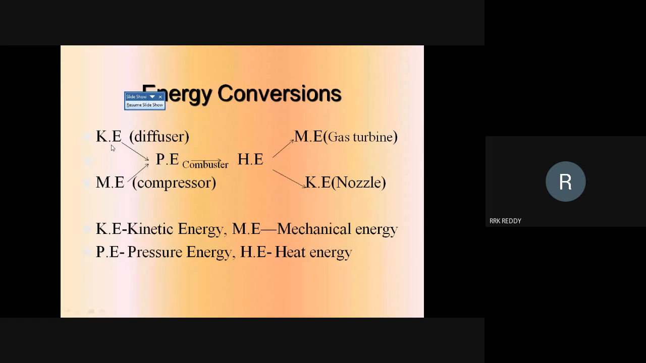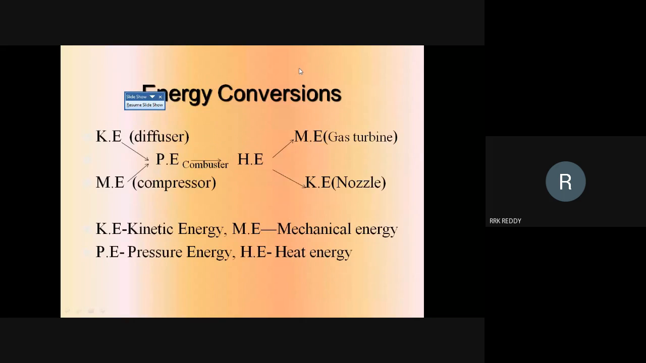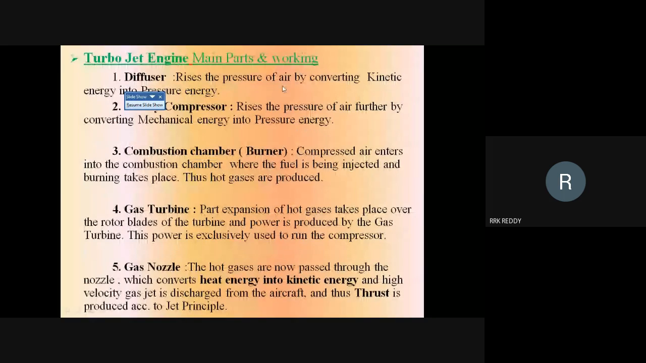Here the kinetic energy is converted into pressure energy with the help of a diffuser, and the mechanical energy is converted into pressure energy with the help of the compressor. This pressure energy is converted into heat energy with the help of a combustor, that is the combustion chamber. This heat energy is converted into mechanical energy with the help of the gas turbine. And heat energy is converted into kinetic energy with the help of a device called the nozzle. Now let us see, you will clearly understand. The diffuser raises the pressure of air by converting kinetic energy into pressure energy.